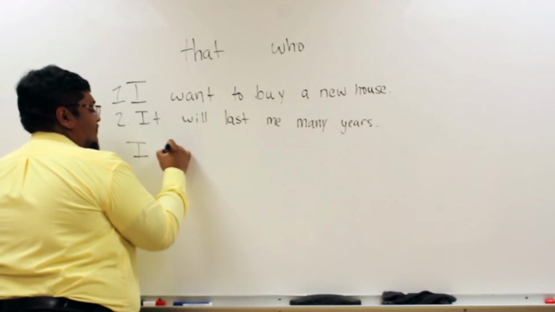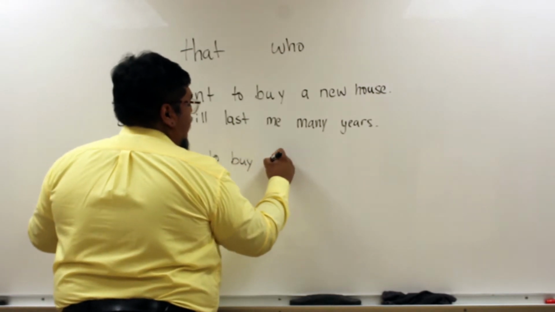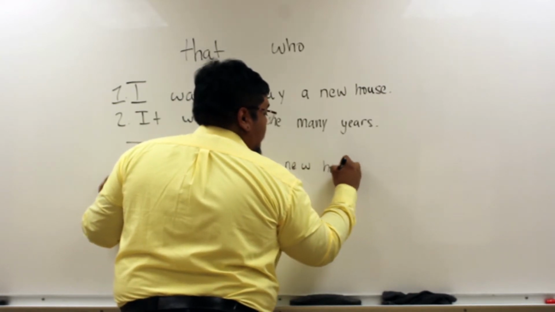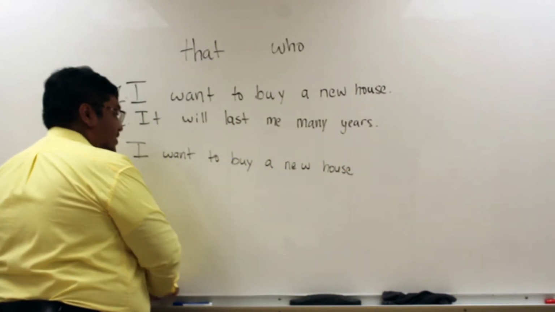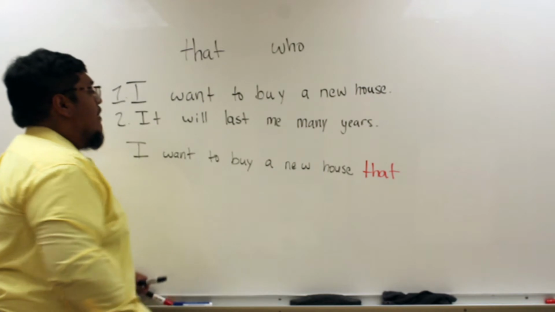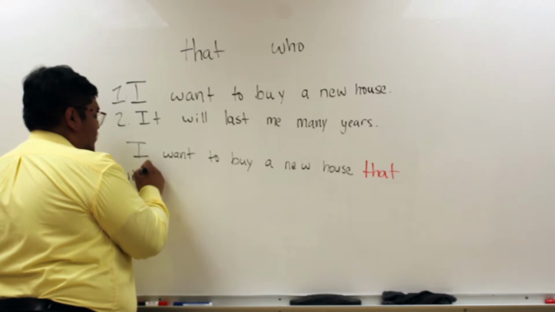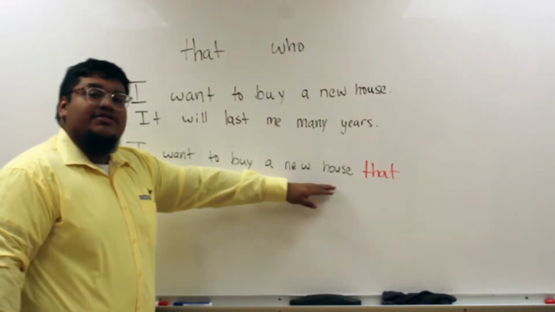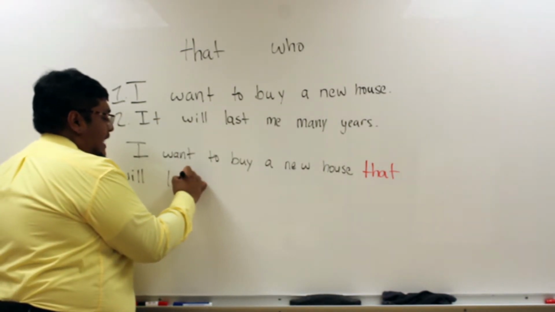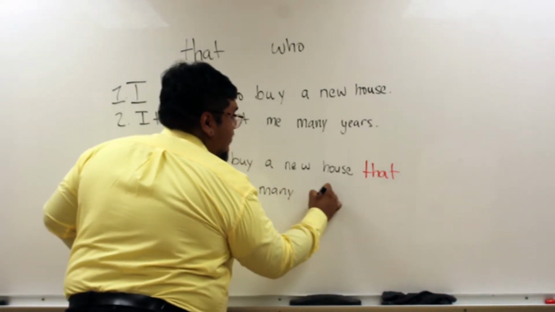So, I want to buy a, what do we want to buy? A new house. Okay, and what do we need after that? We need the word that. Okay. I want to buy a new house that will, okay, we already know we're talking about the house, so we can ignore the word it. Now we just go to the second word, will last me many years.